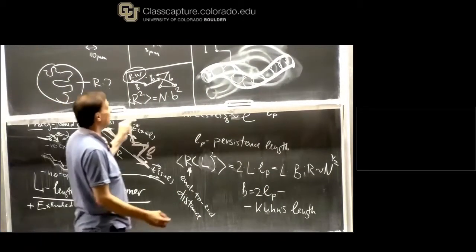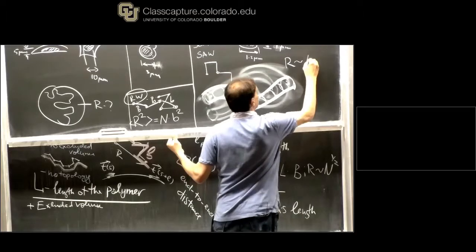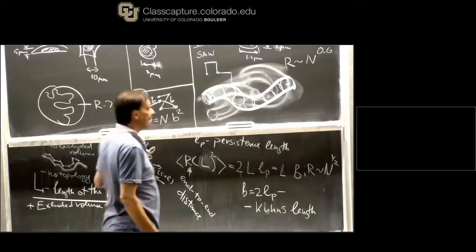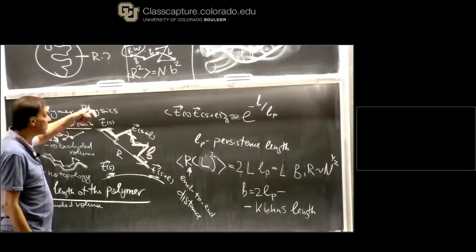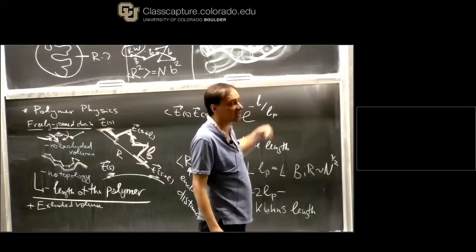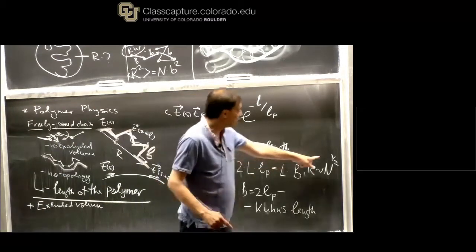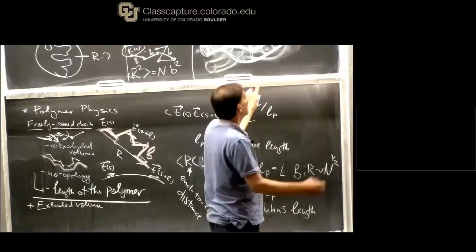For the self-avoiding random walk, the scaling is different. R scales approximately as n to the power of 0.6. This number can be derived if I had another 15 minutes, but it's an approximation, and exactly it can be calculated just numerically. That is in 2D. This is now in 3D. That's a good point: this coefficient is universal. This one is not. This is only in 3D.